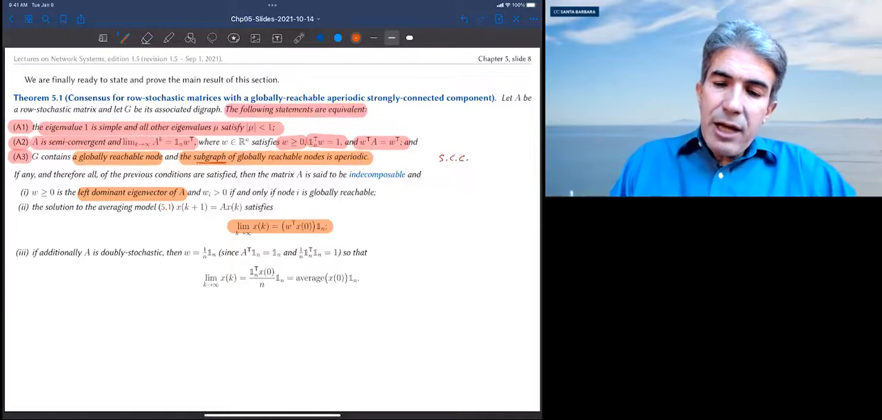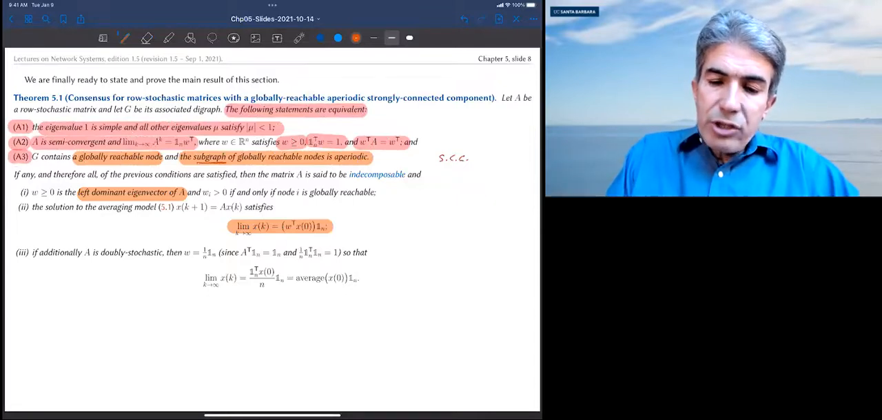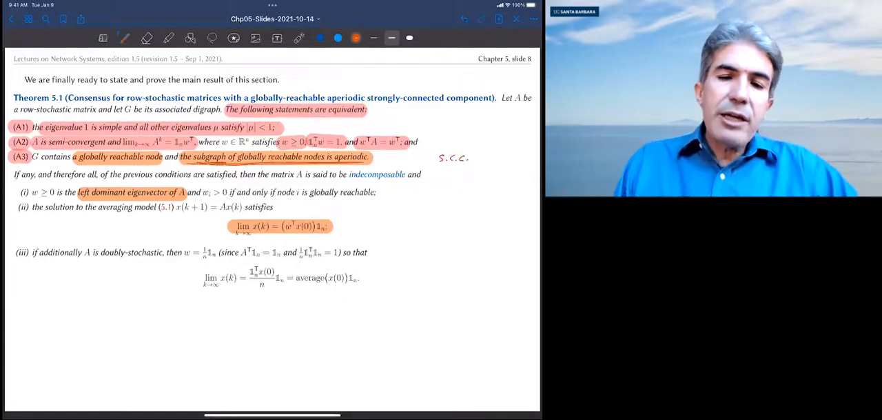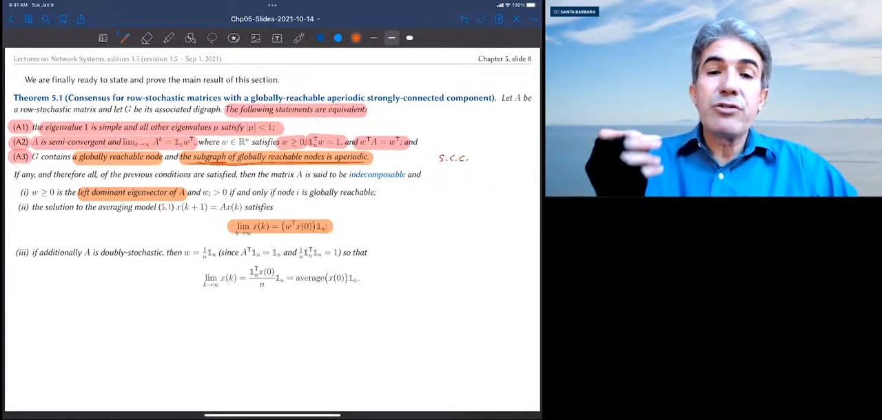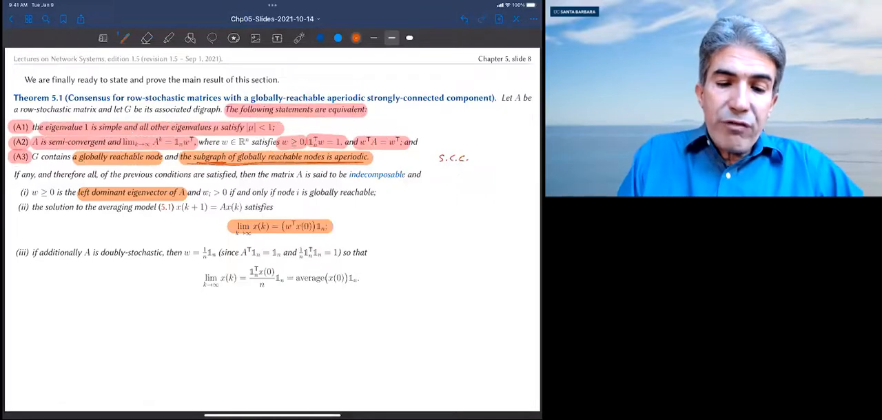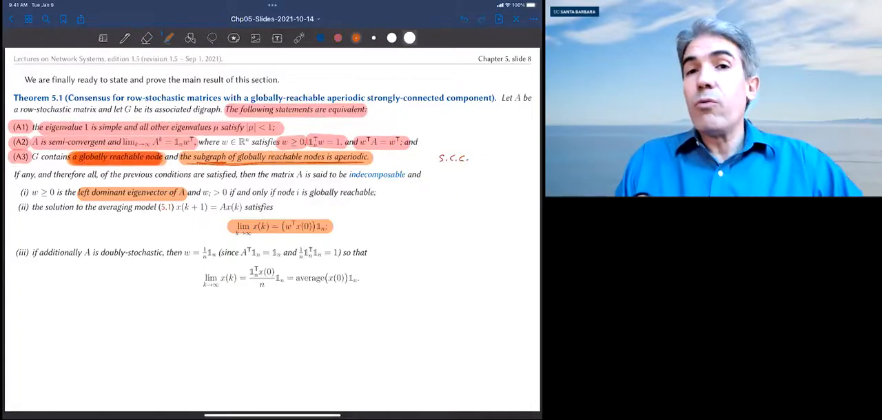But the key idea, except for this aperiodicity clause, is that I achieve consensus if and only if there exist globally reachable nodes, one or more.